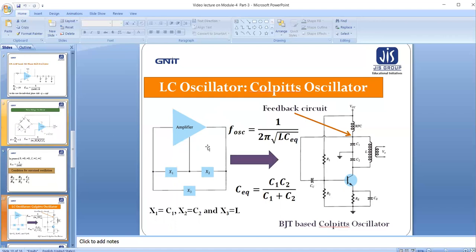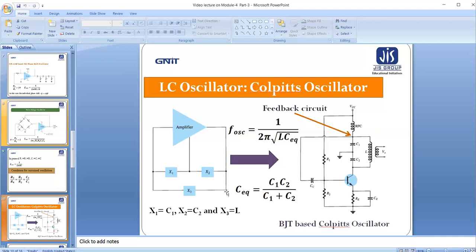It is the generalized block diagram of the LC oscillator. It is the main amplifier. The amplifier output is going to one frequency dependent element X2, and X1 and X2 is the tapping to the amplifier. The X1 output will go to the amplifier, and X1 X2 will be parallel with this X3 element. So X1, X2, X3 all are frequency dependent elements.